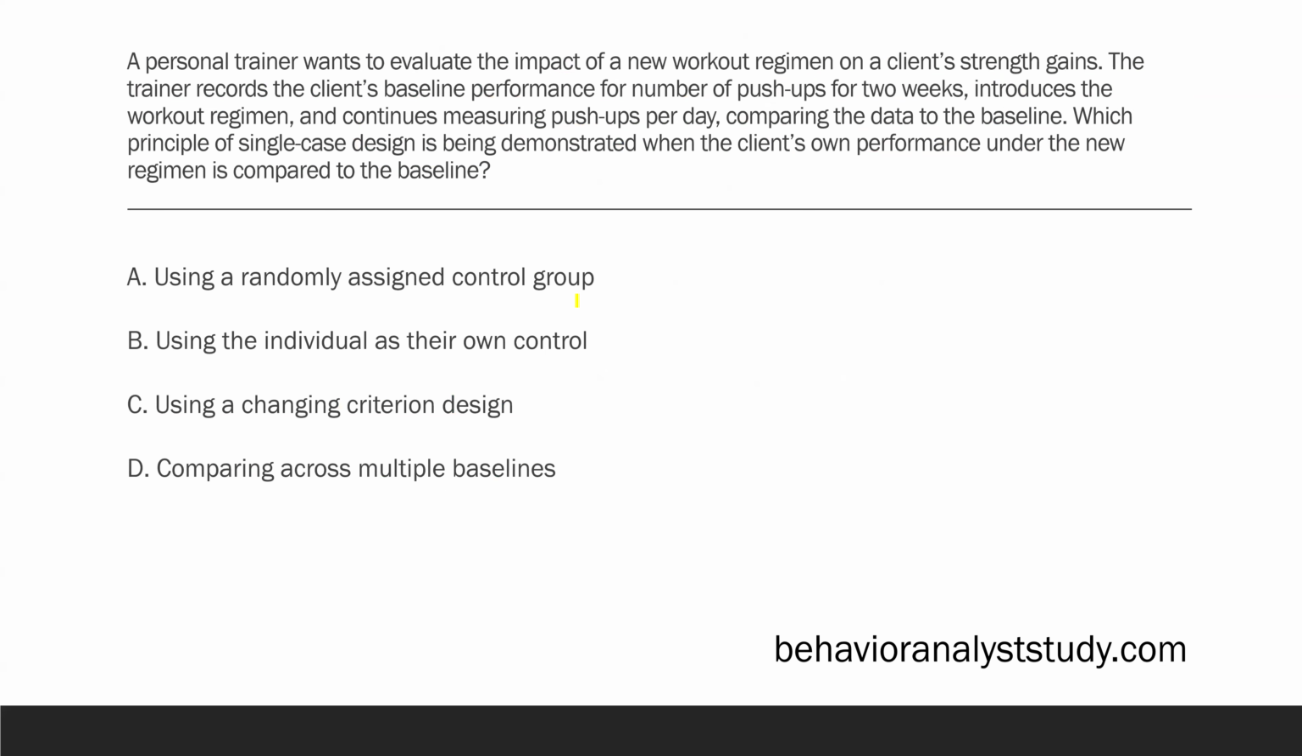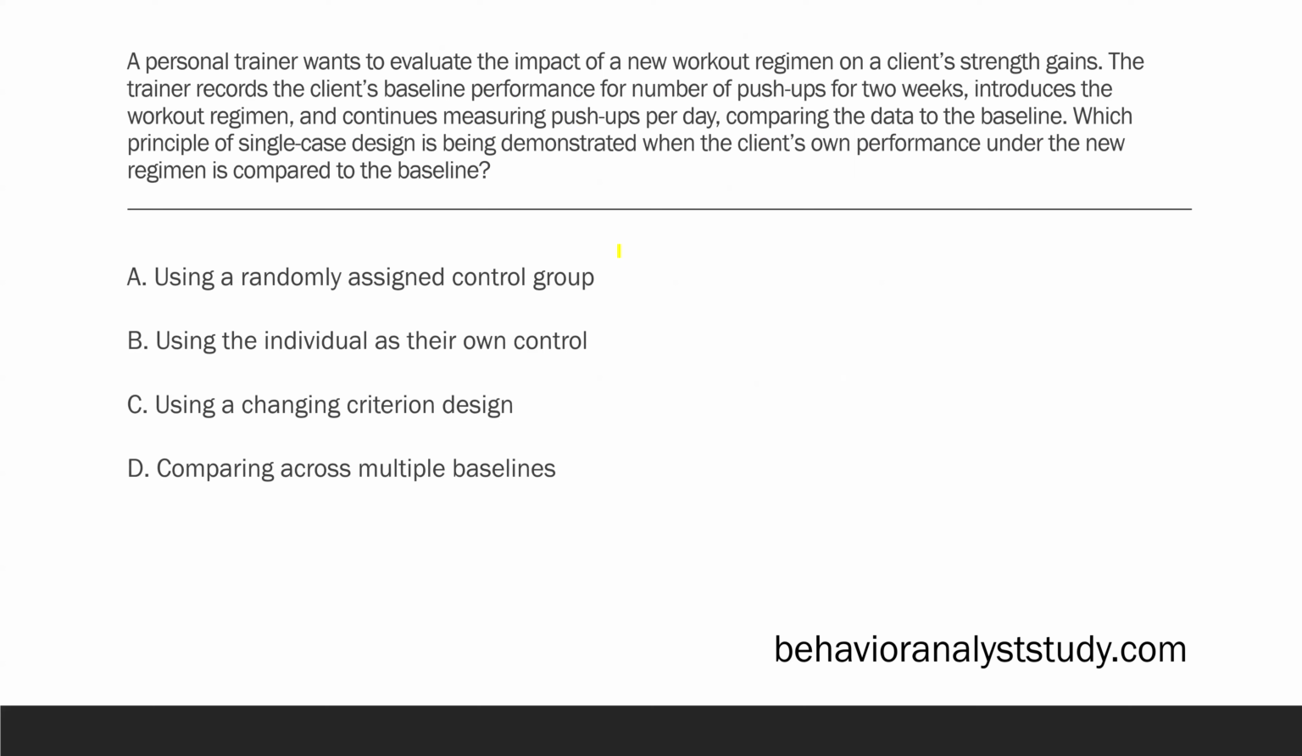A personal trainer wants to evaluate the impact of a new workout regimen on a client's strength gains. The trainer records the client's baseline performance for number of push-ups for 2 weeks, introduces the workout regimen, and continues measuring push-ups per day, comparing the data to the baseline. Which principle of single case design is being demonstrated when the client's own performance under the new regimen is compared to the baseline? Long question and kind of a difficult question on the surface, but let's just think about this, right? When we think about single subject design or single case design, which is what we typically use in ABA, we have some principles.